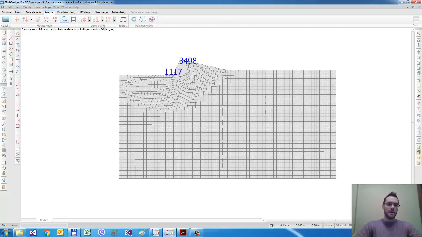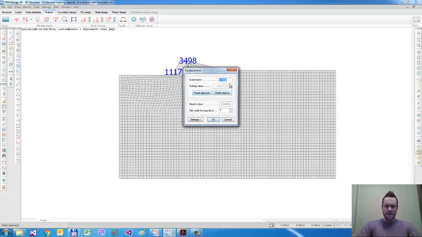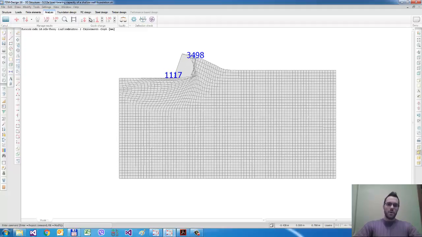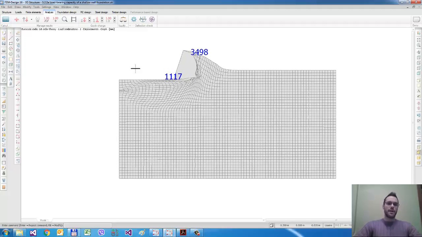So you can see here the results in a downscaled result. The scale factor for the displacement is 0.08, so it's a downscaled figure. If I increase the scale, you can see that we have a very strange result here. Next to the wall foundation, we have a large volume increase in the soil next to the foundation slab. So it means that these points under the slab are in plastic condition.